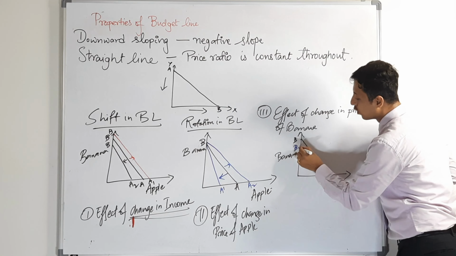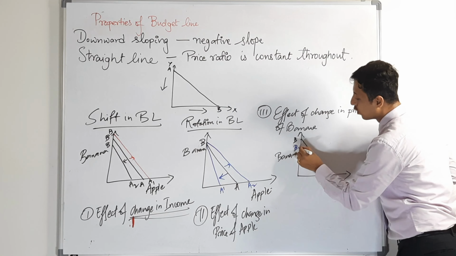If banana becomes cheaper, the consumer will be able to have more of banana, then it will rotate towards the right. If the banana becomes costlier, then the consumer will be able to have less of banana, hence shifting towards the left. So finally, we have finished up with the concept of budget line, and we have finished up with the concept of indifference curve as well.